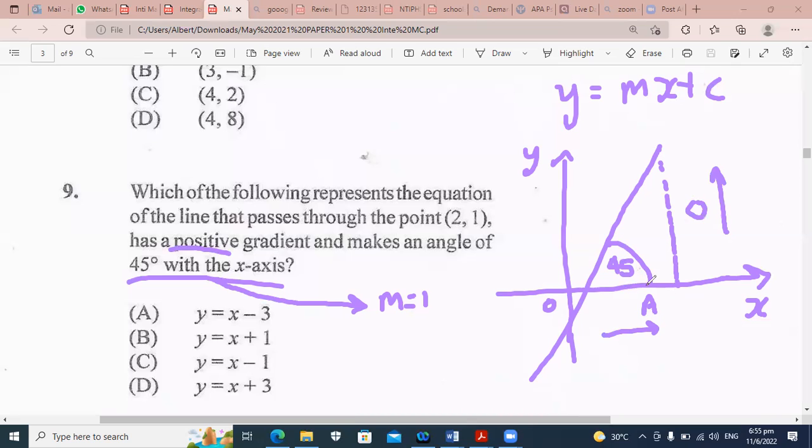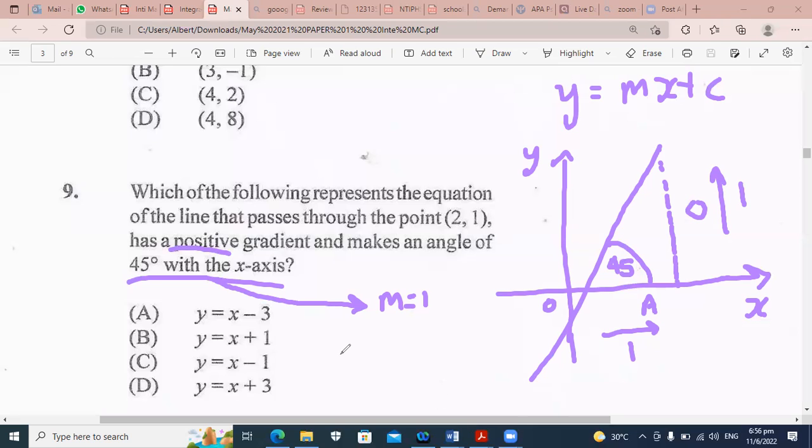Now, to get a tangent of 45, what is tan 45, class? Tan 45 is equal to 1. So in order to get 1, the rise has to be 1 and the run has to be 1, because 1 divided by 1 is 1. In other words, the gradient of the line is equal to 1. So it could be any one of these, because M represents the gradient, and all the gradients in these lines are 1. So we have the gradient and the 45 degrees out.